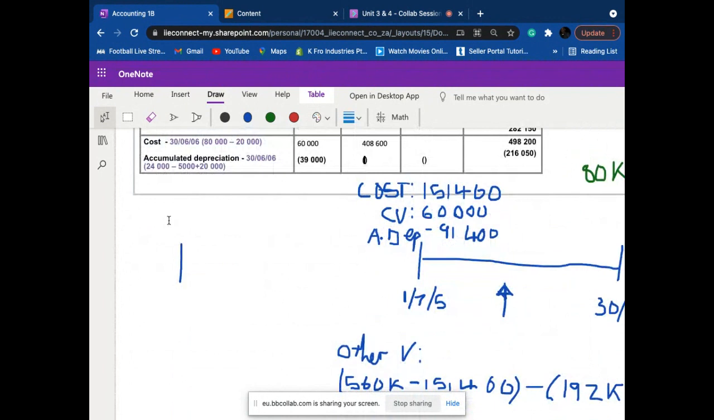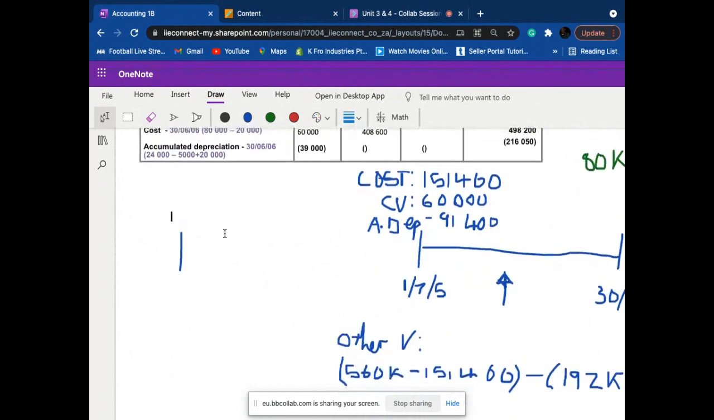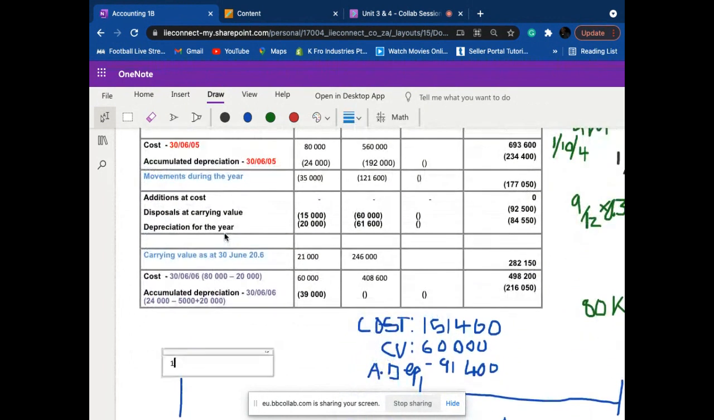So maybe I'll just write it out here just so that everyone can see. I'm saying 192,000, which is our accumulated depreciation at the beginning, then plus the 61, which is the depreciation we had during, but then we want to remove the accumulated depreciation, which is this 91,400 for the asset that we dispose of. Because remember, this is no longer in our books. Whenever we dispose of an asset, it comes out of our books.